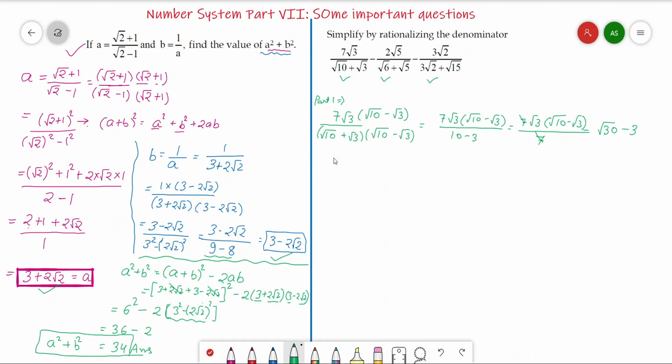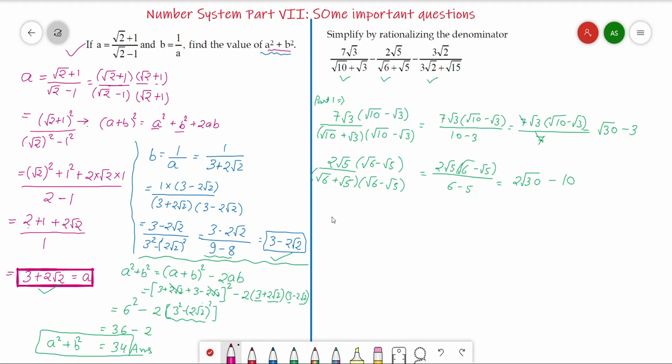Same way we can do the rationalization of the second part also. 2 root 5 divided by root 6 plus root 5. So we will multiply by its conjugate or the rationalizing factor, that is root 6 minus root 5, which gives us 2 root 5 into root 6 minus root 5 upon 6 minus 5, that is 1. So now we will be multiplying them. So this will give you 2 root 30 minus root 5 into root 5 becomes 5, and 5 multiplied by 2 will give you 10. In the denominator we will be getting 1, so no need to write it.